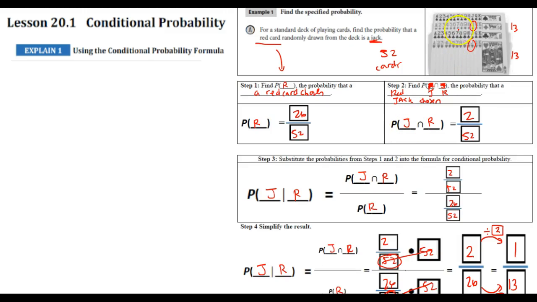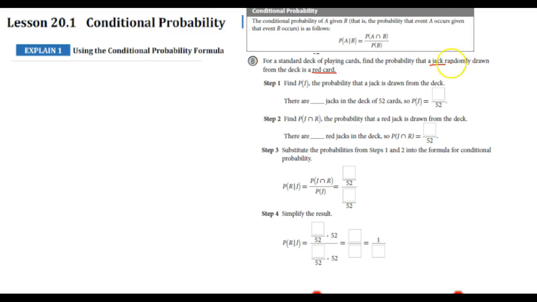Again, we're using this conditional probability. Alright, so for a standard deck of cards, this time, it kind of feels similar, but the first thing they're doing is pulling a jack at random. And let's say it's a red card. So it says, for step 1, find the probability of a jack being pulled. How many jacks are in that deck of cards? Well, there's not only one heart and one diamond jack, there's also a club and a spade. So there's about 4 jacks out of the 52 cards we have available.